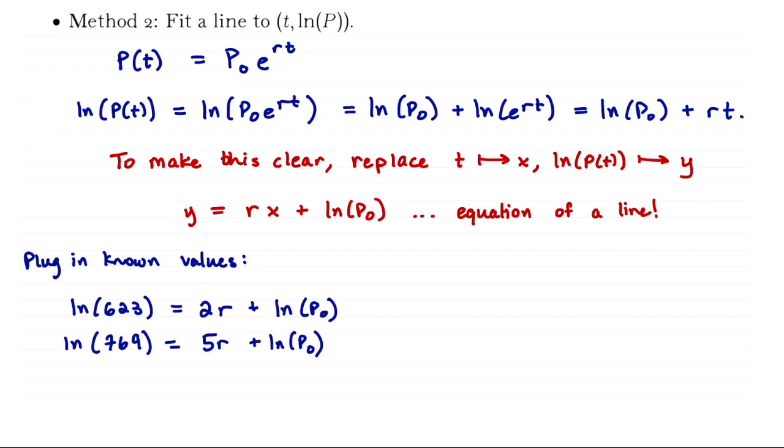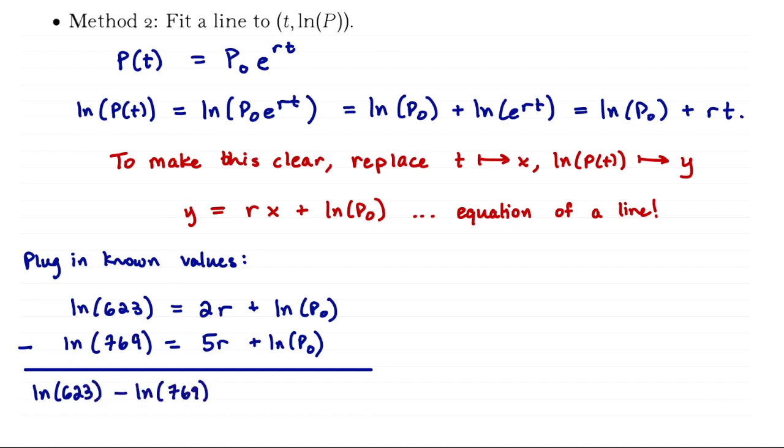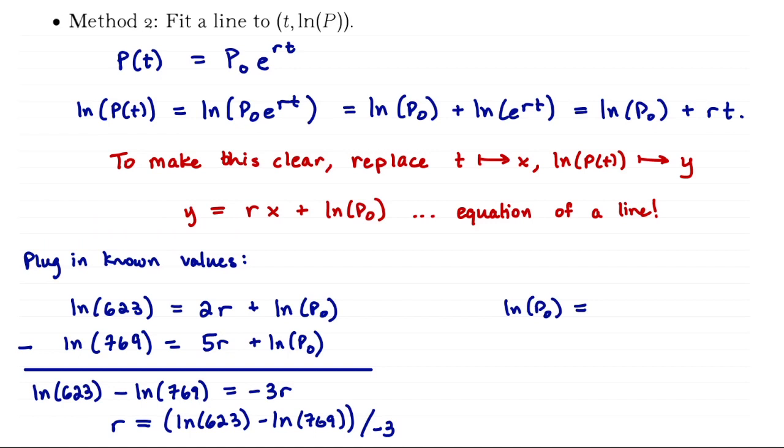Now instead of dividing, let me subtract the second equation from the first. That will cancel out the initial population. And just like before, we'll get natural log of 623 minus natural log of 769 is negative 3r. So just like before, r is the left-hand side divided by negative 3. Now we can just plug that into the first equation and get that natural log of the initial population is natural log of 623 minus 2r.